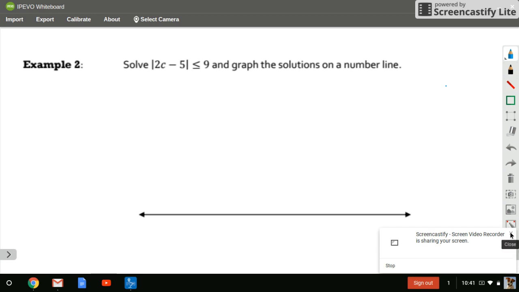All right, so continuing our examples. This second one is now on the back of your note guide. The absolute value of 2c minus 5 is less than 9. Again, this one doesn't need to be isolated.